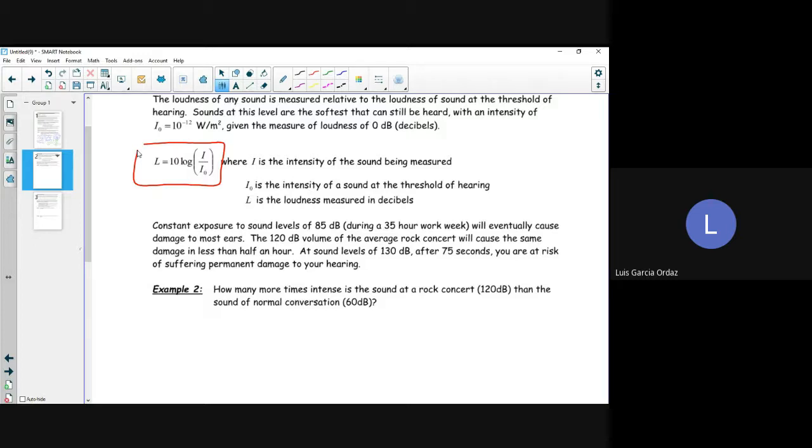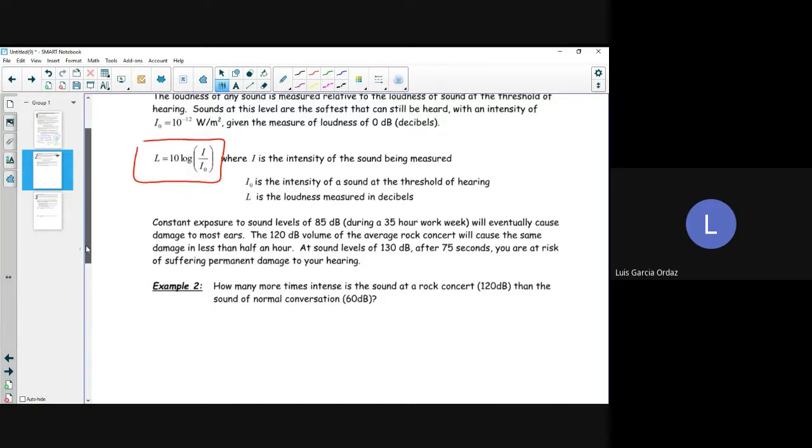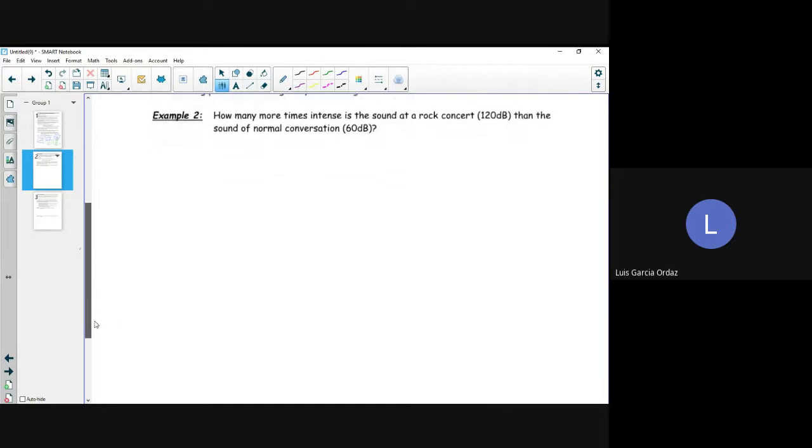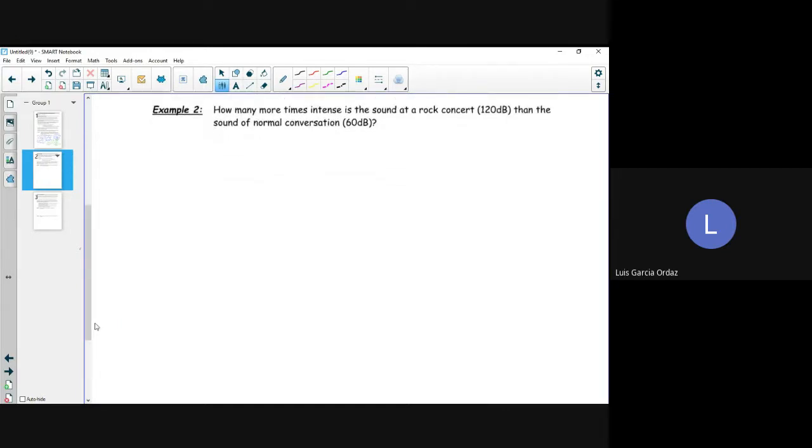So constant exposure to sound levels of 85 decibels during a 35-hour work week will eventually cause damage to most ears. 120 decibels is the average rock concert, and with sounds of 130 decibels, after 75 seconds you are at risk of suffering permanent damage to your hearing. So that's if you're literally beside a plane as it's about to take off, when you're outside of it.